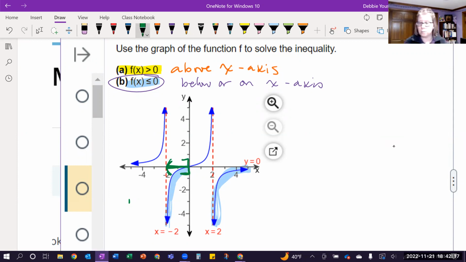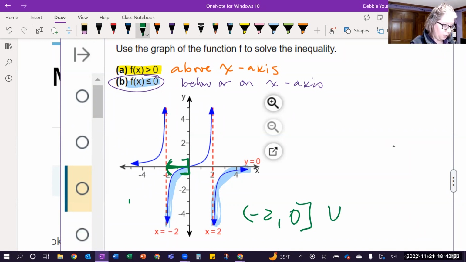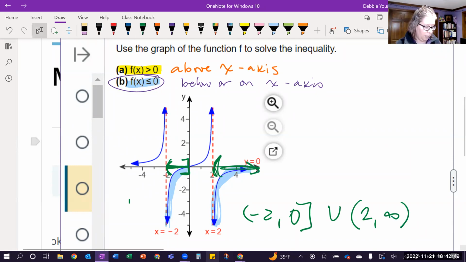So if you're a visual person, draw these things on your paper from what you see on the screen and start tracing things, and that might help you. So that's from -2, not including it, up until 0 with a bracket. Then the next one starts to the right of the second asymptote, not including it, and going off to infinity. So that means it's starting just after 2. So I don't include it with a parenthesis, and then I go to infinity. So that's what I should be typing in for that second answer.